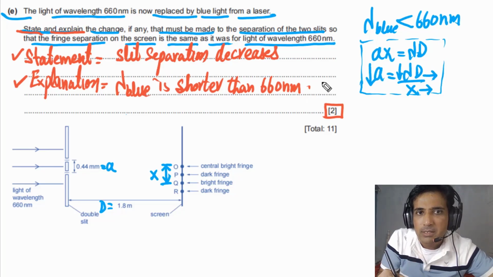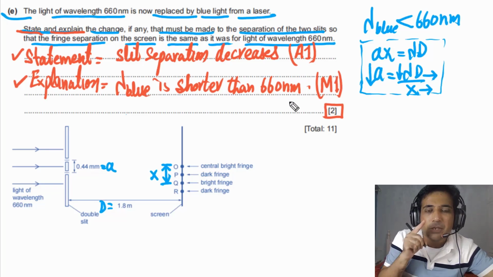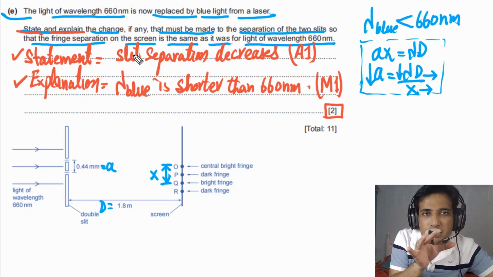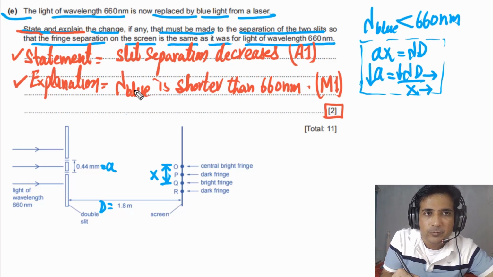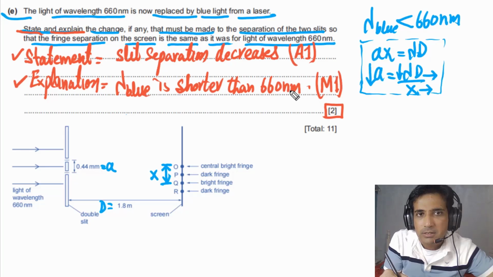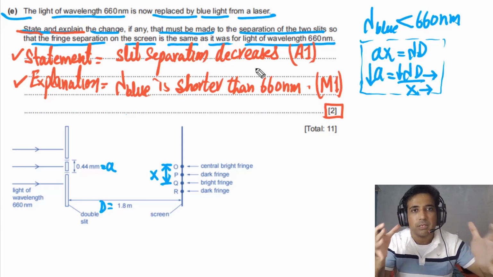The first mark is the M mark. If you have written this explanation, you will get 1 M mark. And the second mark is the answer mark. If you have written slit separation decreases, you will get the answer mark. But if you simply write slit separation decreases, you will not get any mark, because you have to get the M mark to get the A mark. So you have to write, first of all, the wavelength of blue light is shorter than 660 nanometers, so slit separation decreases. This is how you can answer this question.